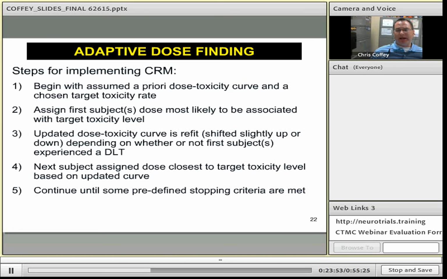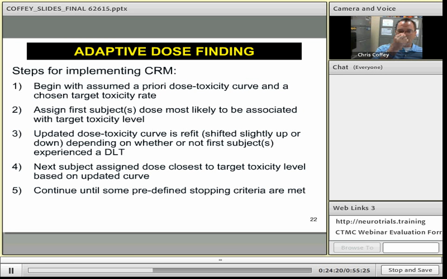So the idea of how the CRM works is you start with some assumed a priori dose toxicity curve. And based on that curve, you've specified your chosen target toxicity rate. So what's the maximum level of toxicity that you're willing to accept? In doing that, you assign the first subjects to the doses most likely to be associated with the target toxicity level. What I'm referring to here is how the CRM was originally proposed.